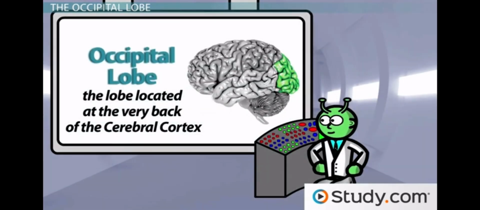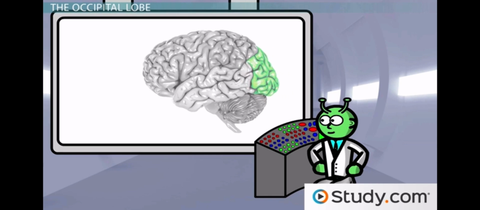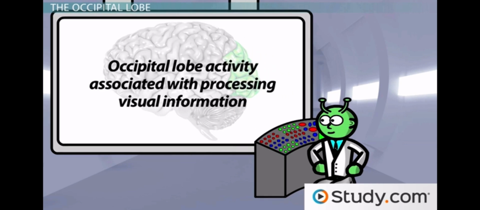Blur noticed that while in the museum, Phil's occipital lobe, or the lobe located at the very back of the cerebral cortex, was consistently being stimulated far more than any of the other lobes of the cortex. He also noticed that Phil wasn't really thinking about much at all. He was just taking in all of the visual cues around him and enjoying the scenery. So Blur made another note: occipital lobe activity associated with processing visual information.